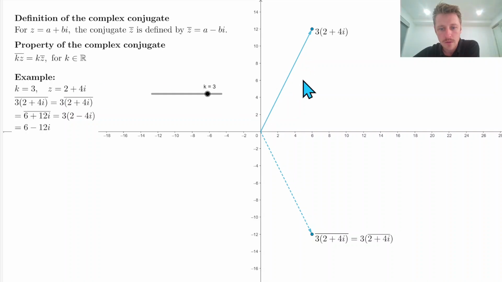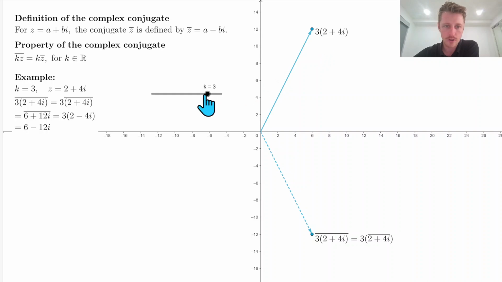Okay, we can see that if we take 3 multiplied by 2 plus 4i, we take the conjugate of that, that's the same thing as 3 multiplied by the conjugate of 2 plus 4i. So you get this situation going on. Again, pause the video and check it out. But you'll see in either case, 6 minus 12i is the conjugate.